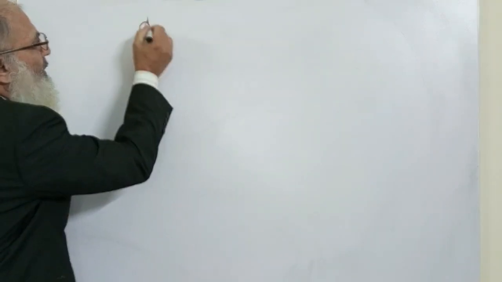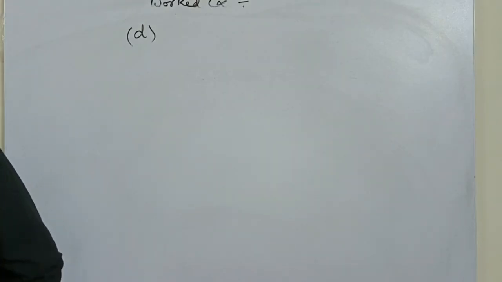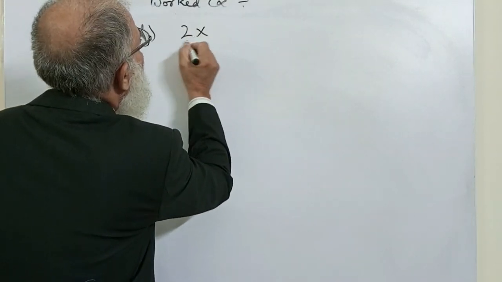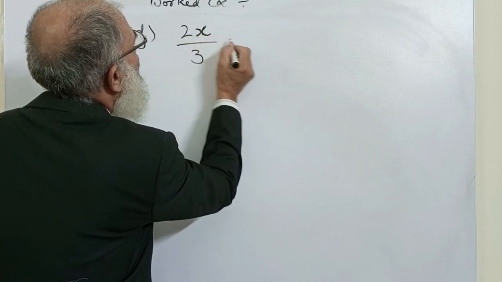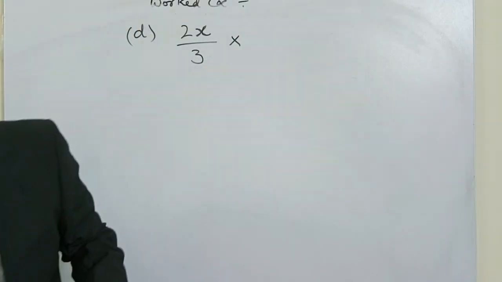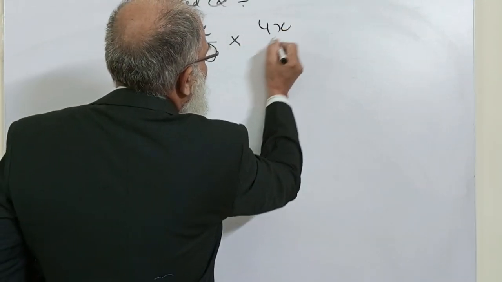Now dear students, only one example is left, and that is D, and that is very easy also, and let me do it for you. It is 2x divided by 3, and the given sign is multiplication over here, 4x divided by 2.